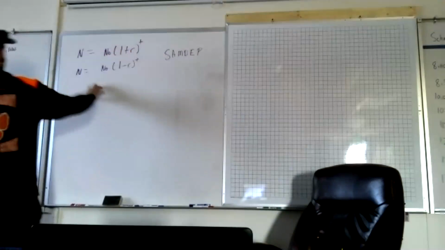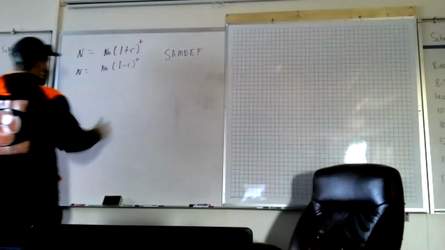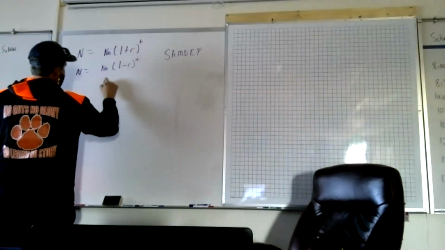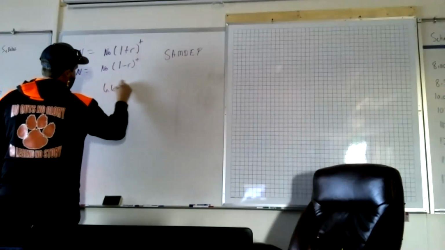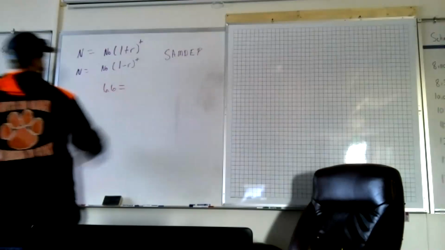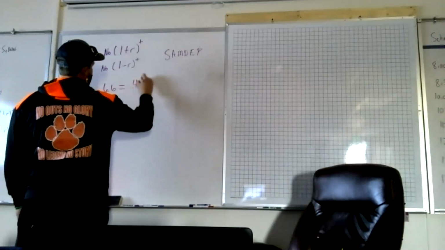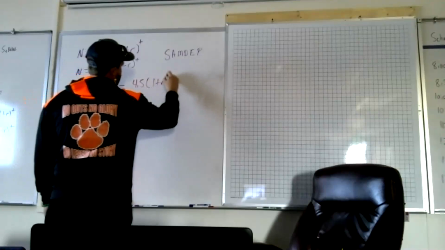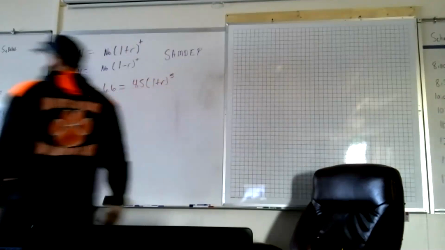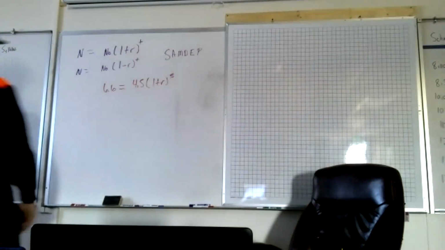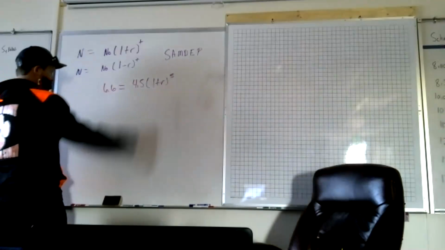So first step, fill out my growth equation, and then I'm going to solve it for R. So N, 6.6, is equal to my initial population, 4.5, times 1 plus R to the 5th power. Yep, because it's 5 years. Okay, and then I begin to solve it for R.